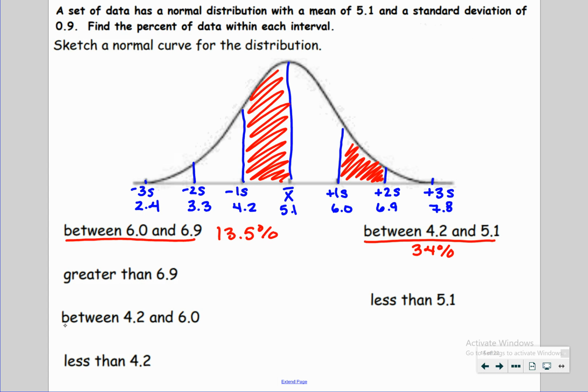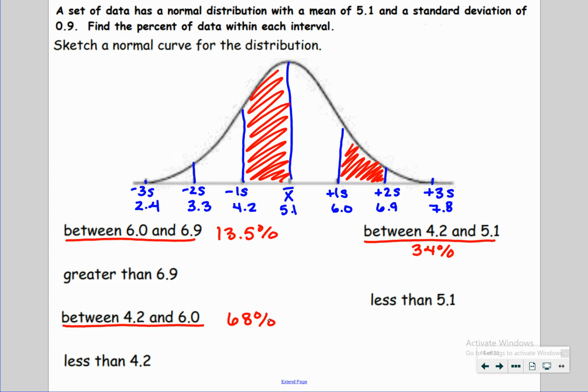Okay, I'm going to jump around between 4.2 and 6.0. What is it, 60? 68. How do you get 68%? You can do 34 and 34, or you can use the empirical rule and know if I'm within one standard deviation, it's 68%. It's called the 68, 95, 99.7 rule for a reason.